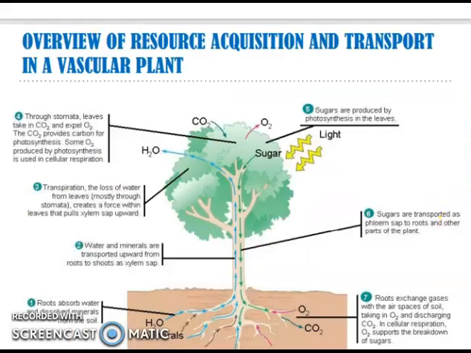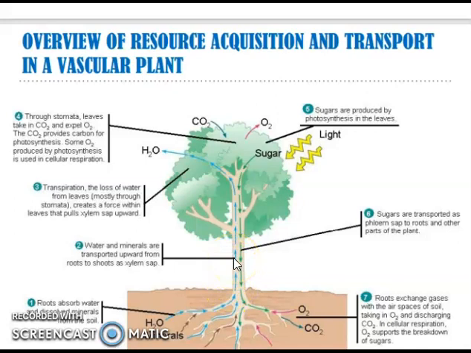The figure in this slide provides an overview of resource acquisition and transport in vascular plants. So what do we mean by plant resources here? Examples of plant resources, as we can see in the figure within this slide, are water molecules, carbon dioxide gas, oxygen gas, and minerals. All these materials are needed by vascular plants for growth and development.